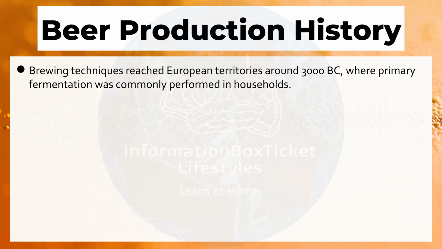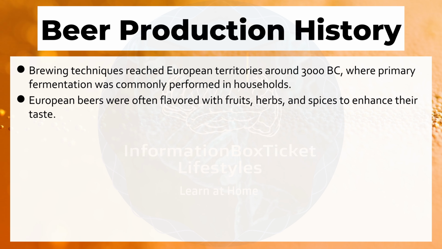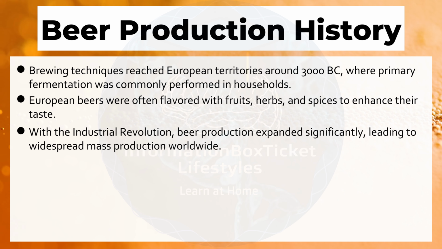Brewing techniques reached European territories around 3000 BC, where primary fermentation was commonly performed in households. European beers were often flavored with fruits, herbs, and spices to enhance their taste. With the Industrial Revolution, beer production expanded significantly, leading to widespread mass production worldwide.